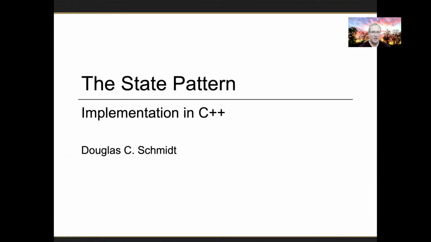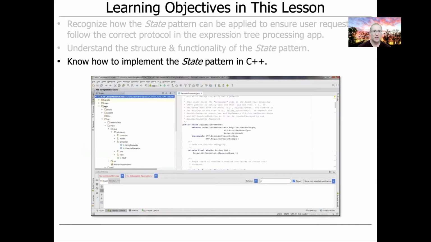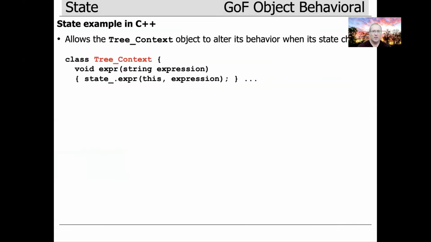So now that we've talked about the structure and functionality and motivation for the state pattern, let's go ahead and take a look at its implementation in C++. So we'll start by taking a look at the tree context, which is the way the clients invoke methods that are used to alter the behavior of the class when the state changes. So here we have the tree context class.